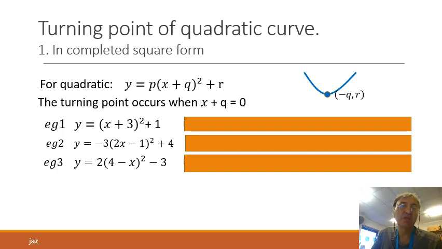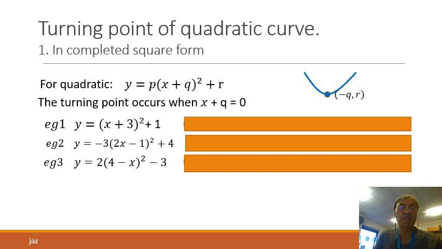Okay, so how can we find the turning point of a quadratic? There are three major techniques, and really you should try and learn all of them if you can. The first is that if you have the quadratic in completed square form, that means you've written it as x plus something squared, and then multiplied by something possibly, and then plus something else. Then the turning point will always occur when the x plus q is 0, and the maximum or minimum value will be the r.